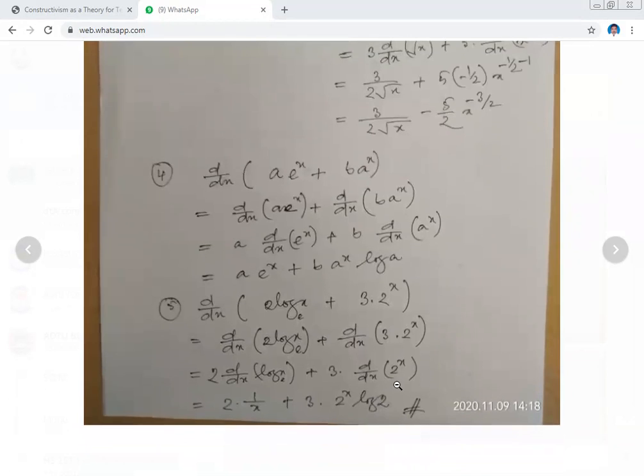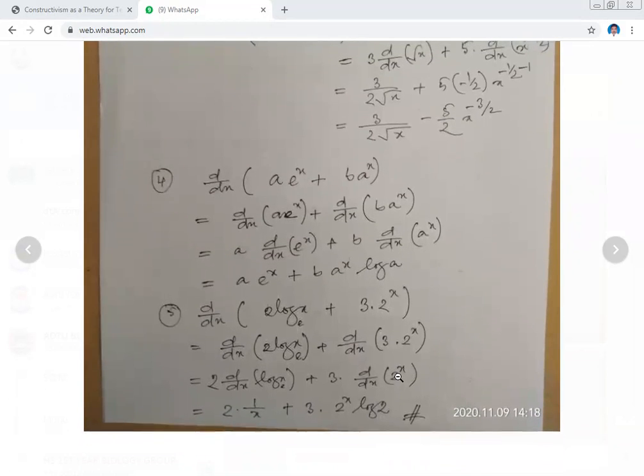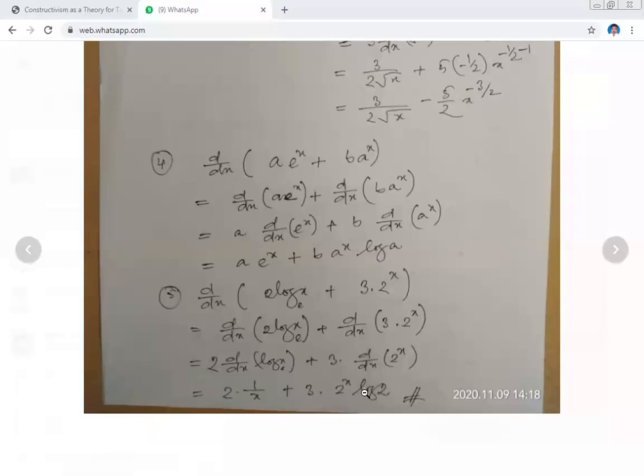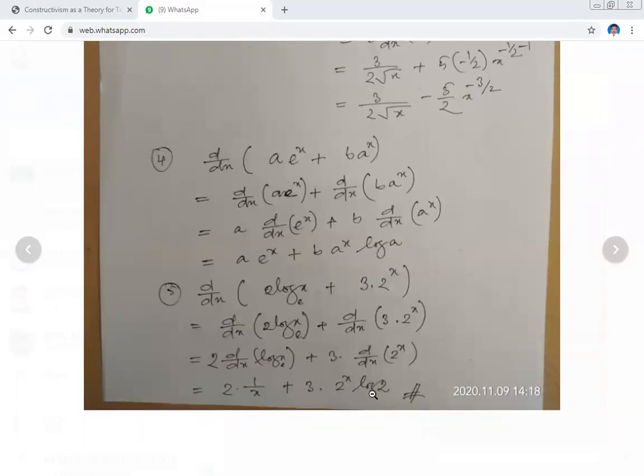It is the derivative of 2 to the power x. That means a is equal to 2 here. So we have to use the a to the power x formula. Derivative of a to the power x formula we have to use here. So as per that formula, a to the power x log of a, that means 2 to the power x log of 2. So as per the formula, we have got this result.